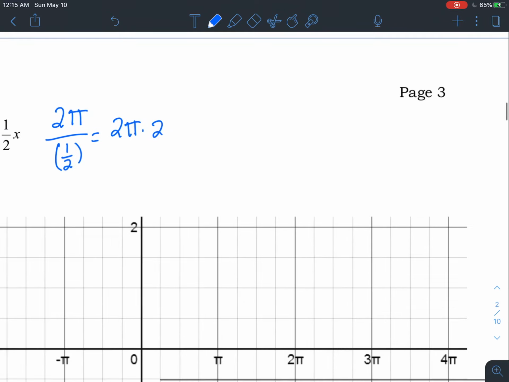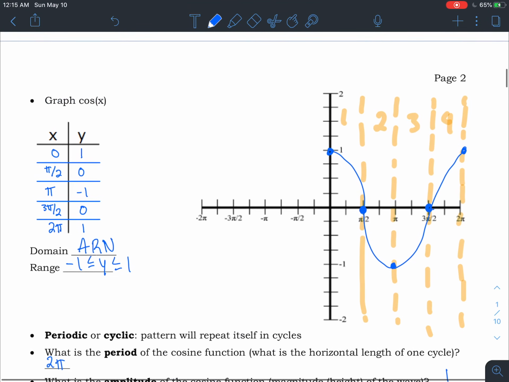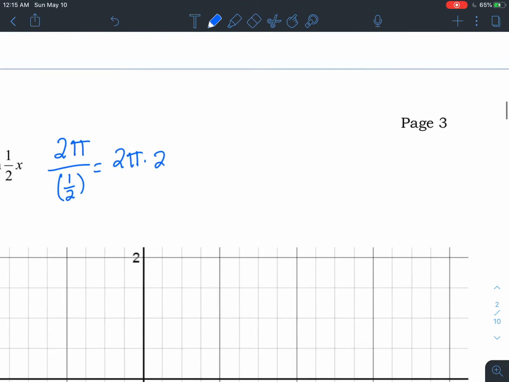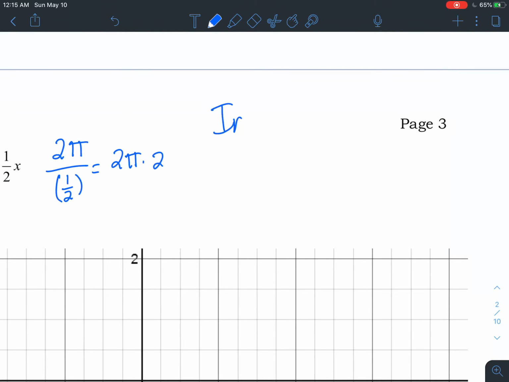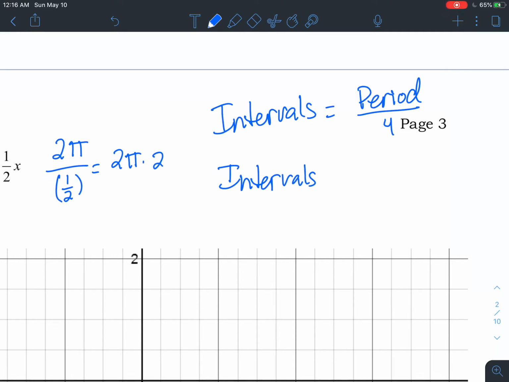Now, those intervals that I was talking about before, those quarters that we were slicing it up into, because again, each quarter is where we go from 0 to 1 or vice versa, or to negative 1. So to figure out how to find your intervals is your period divided by 4. So in this case, my intervals would be 4 pi divided by 4, a nice easy calculation. That tells you that each interval is pi units wide.